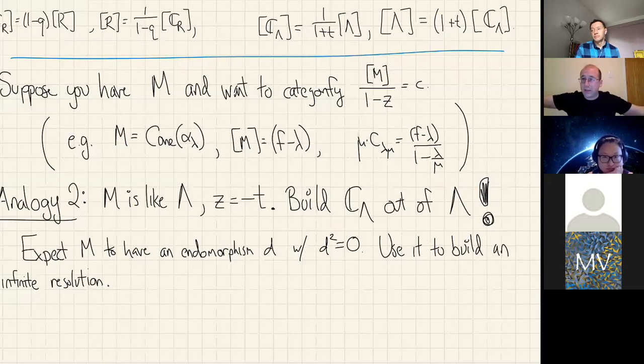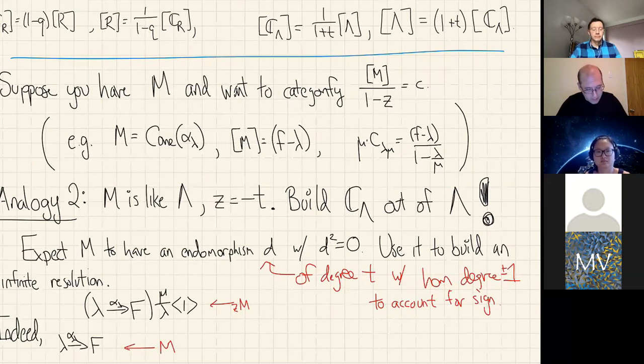We take this projective resolution. We take infinitely many copies again, and we link them by operators D, and then we take the total complex of that. In order to do this, M needs to be a module over lambda, so that there's an operator D such that D squared is zero, and I can make this infinite complex. Again, this is another piece of structure that we haven't really explored. So we should find an endomorphism D of the cone, of the eigencone, such that D squared is zero, and we should use it to build this infinite resolution.